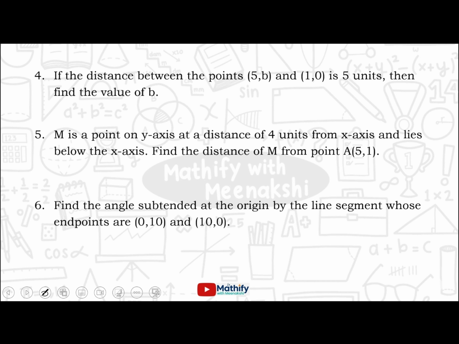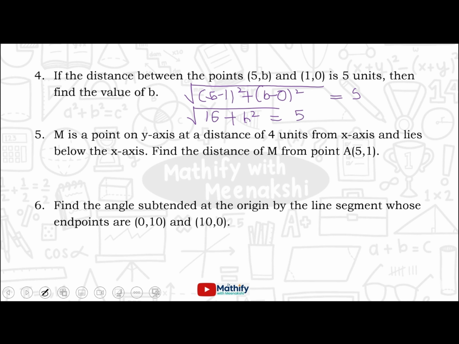Question number 4. If the distance between the points 5, b and 1, 0 is 5 units, then you have to find the value of b. Again, we'll use the distance formula here. What is given? Distance between these two. That means 5 minus 1 square plus b minus 0 square is equal to 5. Let's solve this. 5 minus 1 square, that is 4 square, 16, plus b square, is equal to 5.